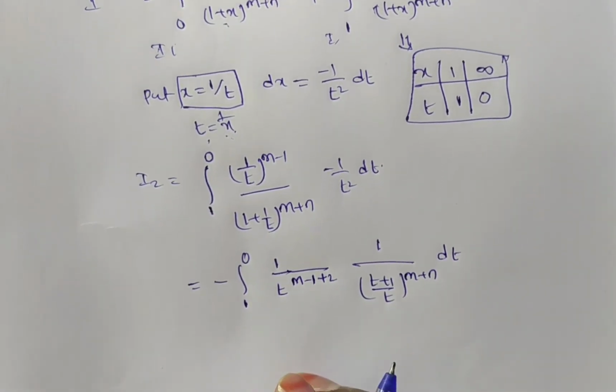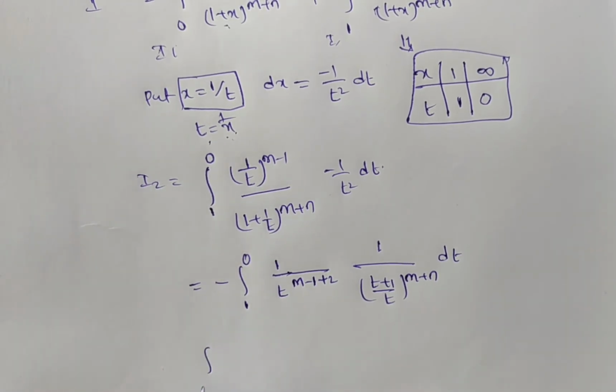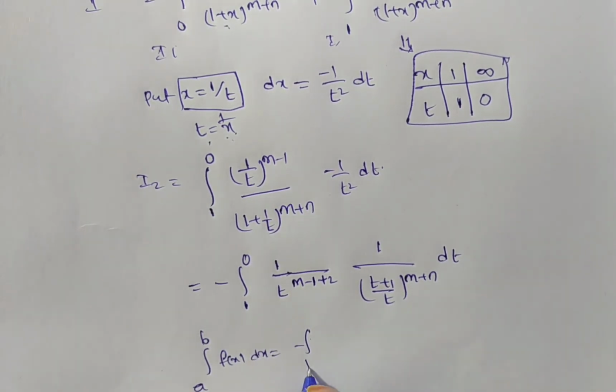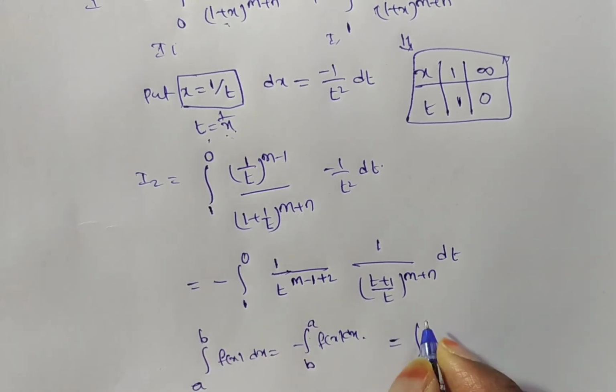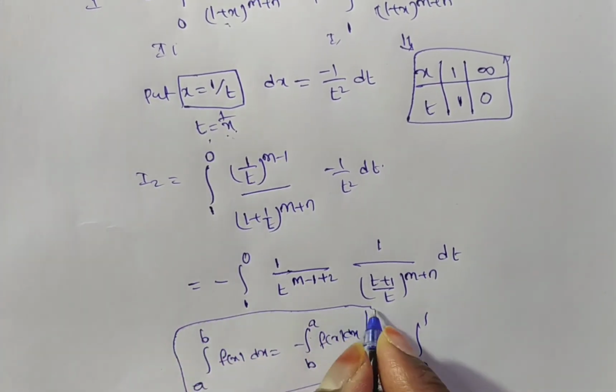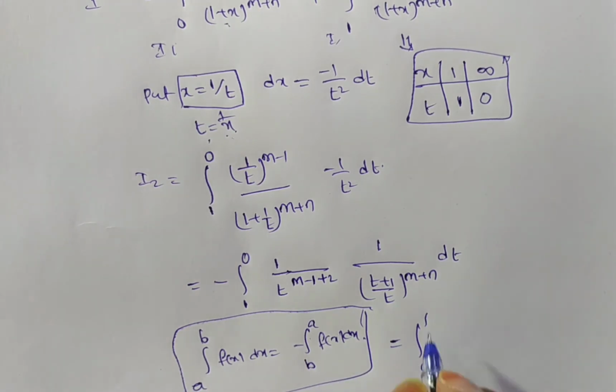Friends, from the definite integral we have a formula. What are the formulas we have? You see, integral a to b f of x dx you can also write as minus of integral b to a f of x dx. Yes sir? No? So you can apply this formula. Then in this case the limits will become 0 to 1. So this is equal to integral 0 to 1. This formula we are using now. So integral from 0 to 1.